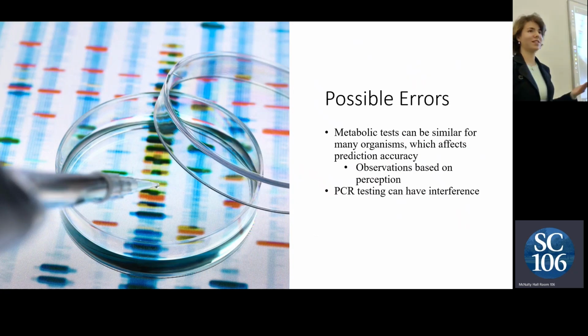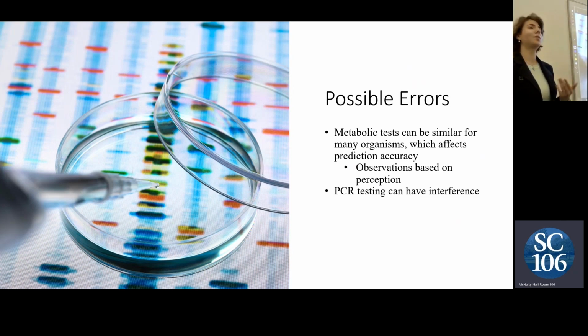Possible errors. Obviously, no experiment goes without errors, and we were no exception. Metabolic tests can be similar from organism to organism, so it would be hard to tell them apart. For some reason, if you have some variations of Pseudomonas, they might have similar metabolic tests, or they might have different metabolic tests, but the dichotomous key can identify them as two different organisms.